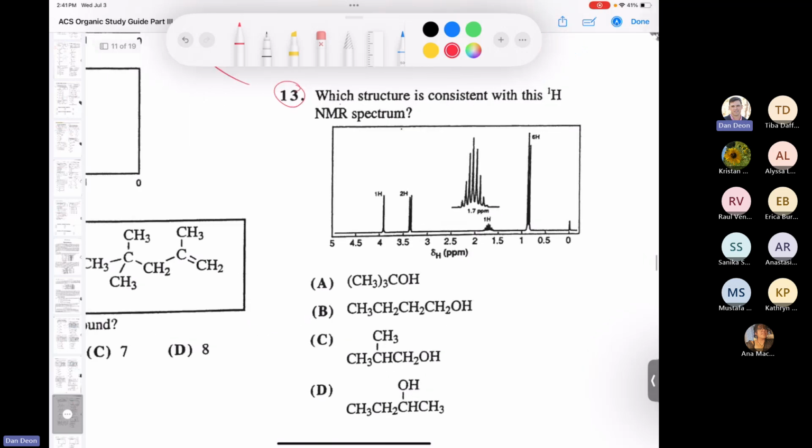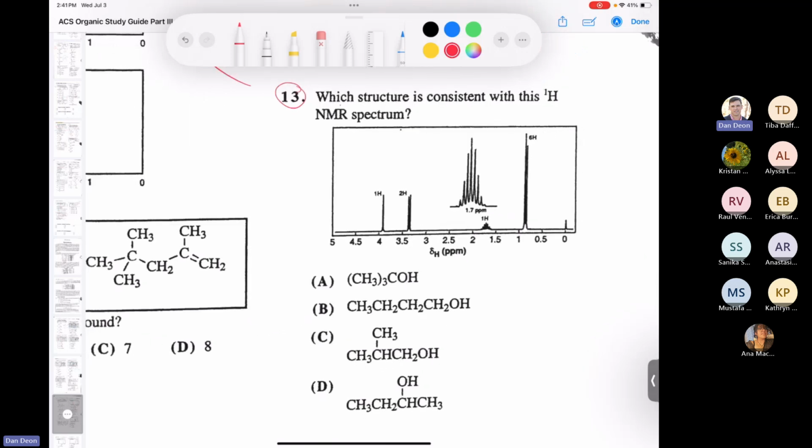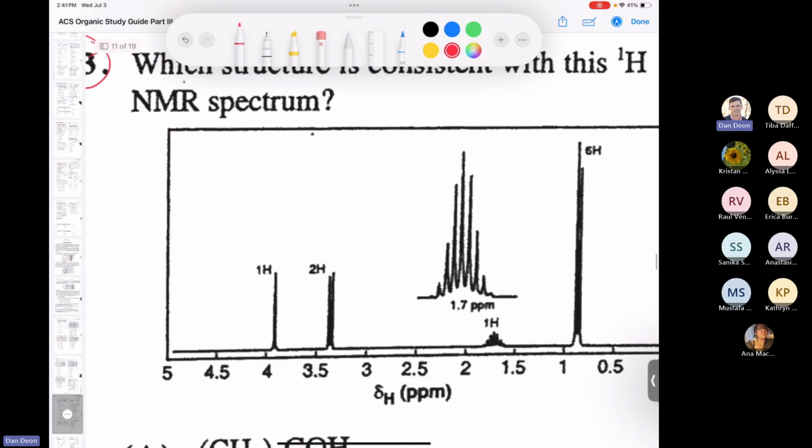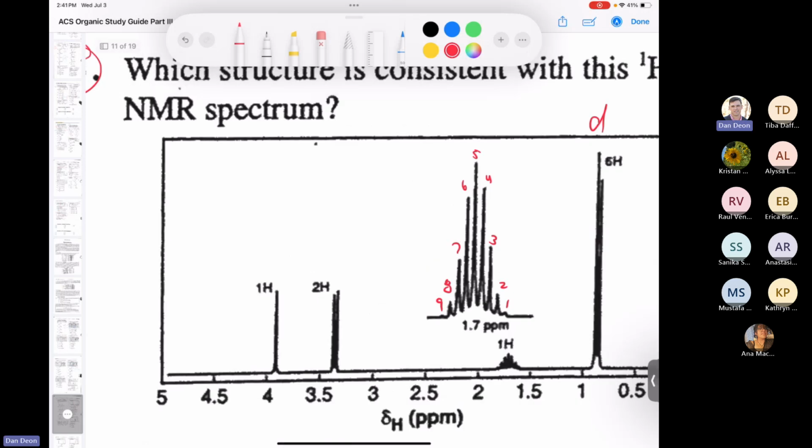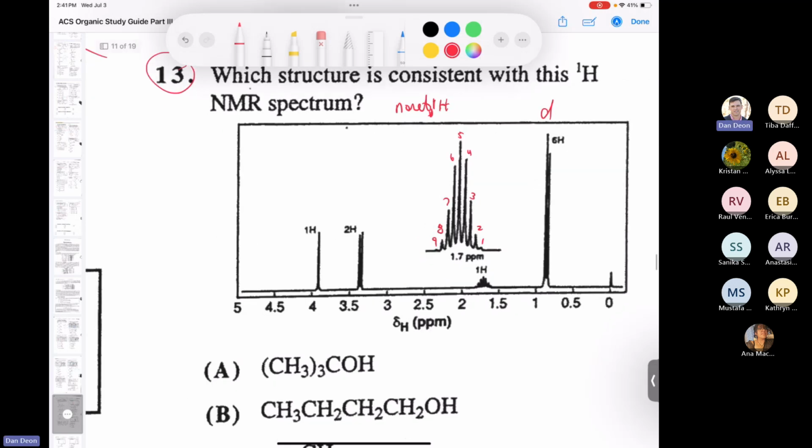Number 13, I think, is also a good question. It's got some crazy splitting in it. Okay, it says, which structure is consistent with this NMR spectrum? Here, this is a doublet that integrates for 6 protons. Here, if you count carefully, it's 1, 2, 3, 4, 5, 6, 7, 8, 9. This is a nonet, and it represents 1 proton. Not very pretty. Then here we have another doublet for 2 protons, and then we have a singlet for 1 proton.